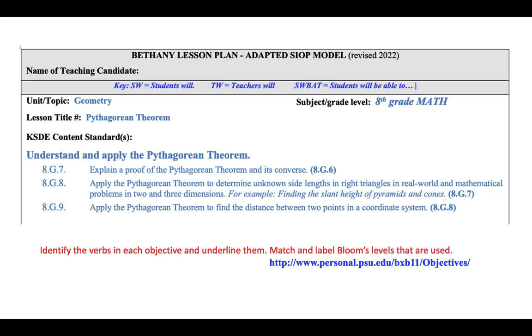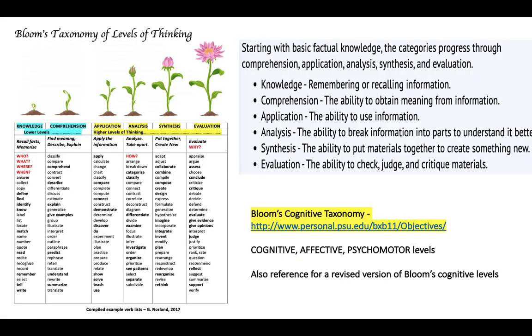If you're not familiar with Bloom's taxonomy, Bloom's levels of thinking, or you just need a refresher, this is a very good website and resource. Also, we have used this chart on Bloom's taxonomy in class. You have your 6 levels, the 2 lower levels, knowledge, comprehension, and then gradually increasing application, analysis, synthesis, and evaluation is the highest level of thinking.